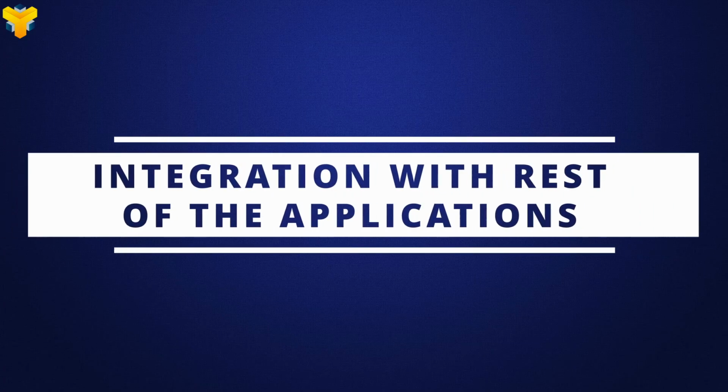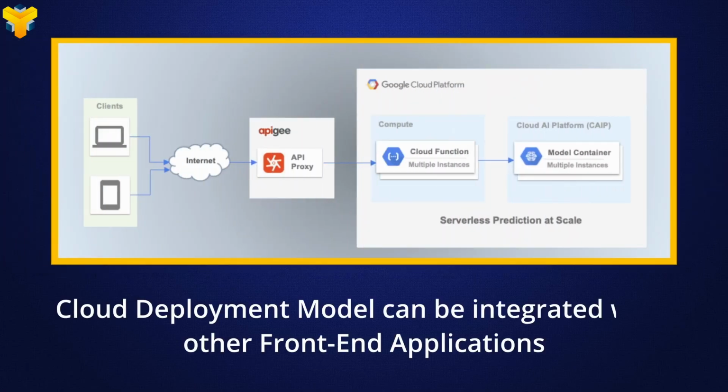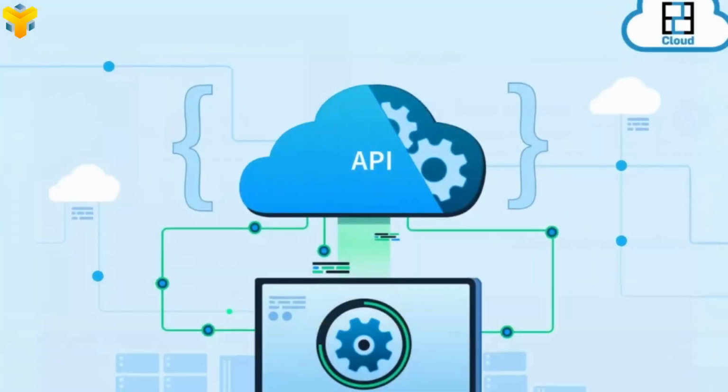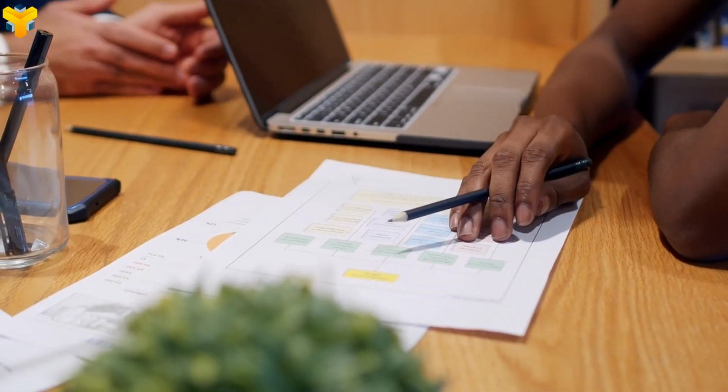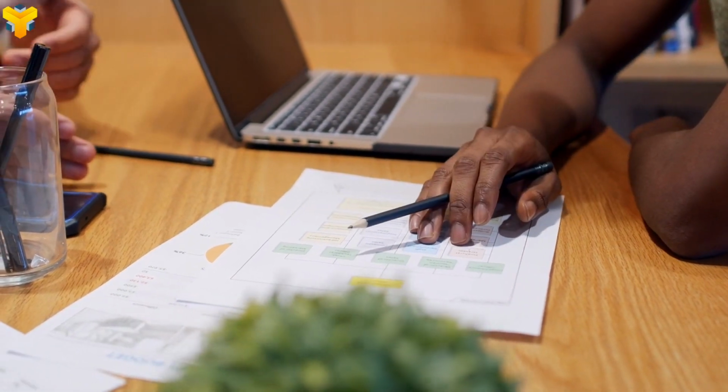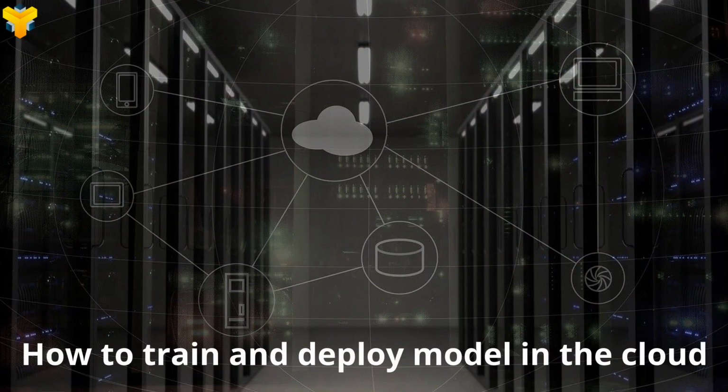Integration with rest of applications. A cloud deployed model can be integrated with other front-end applications. Cloud APIs are more standardized and can be readily used for integration, instead of us designing APIs from scratch. Therefore, it is important for a data scientist to be aware of the cloud environment and how to train and deploy models in the cloud.